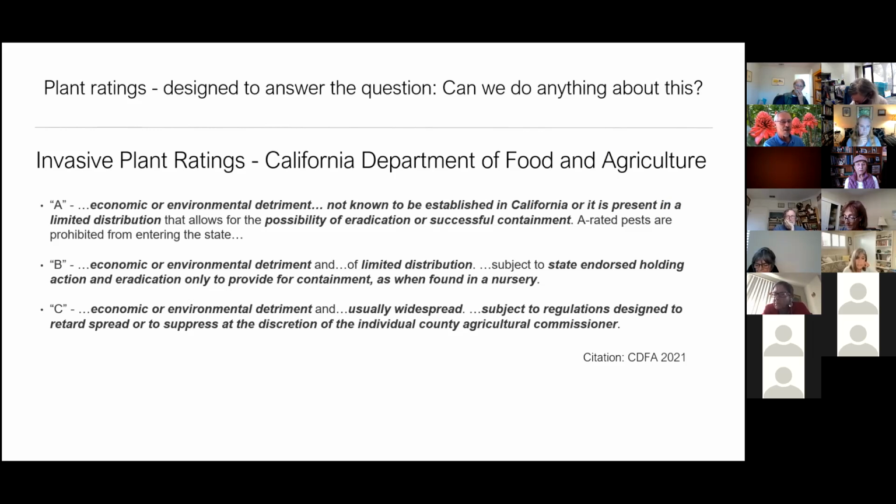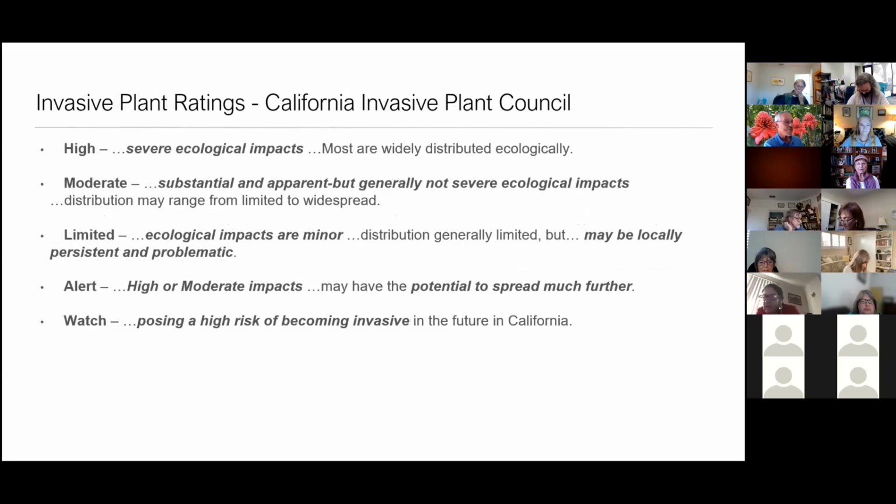An example of C is yellow star thistle, which people may be familiar with, is pretty much everywhere in the state. It's very problematic. It can be toxic to grazing animals, and yet it's everywhere. So it can't be eradicated, but a local agricultural commissioner may choose to try to do something about it in their county.